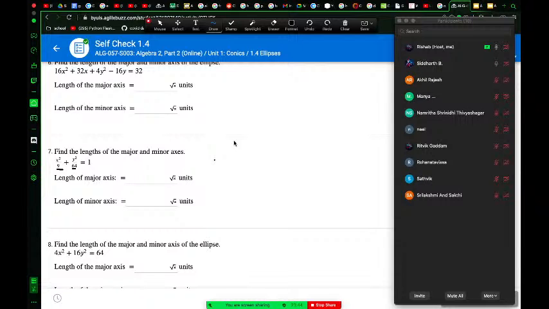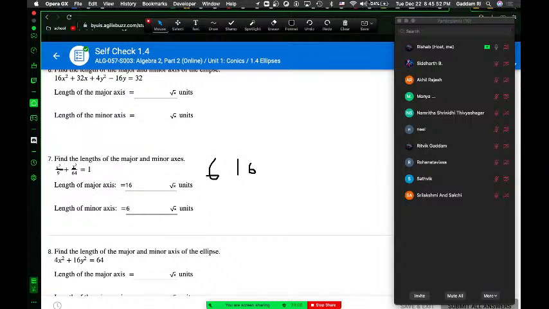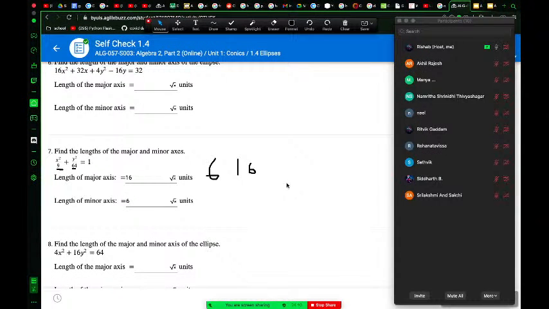Yeah, Satvik, what do you have to say? I think it's 6 and 16. I got 6 and 16 after I did it. Okay, yeah, good. Those are the correct answers. But the major axis is the bigger one, so obviously that one is 16, and the other one is 6. So good job, Siddharth. Satvik, I think you had something to say? I was going to say the answer.